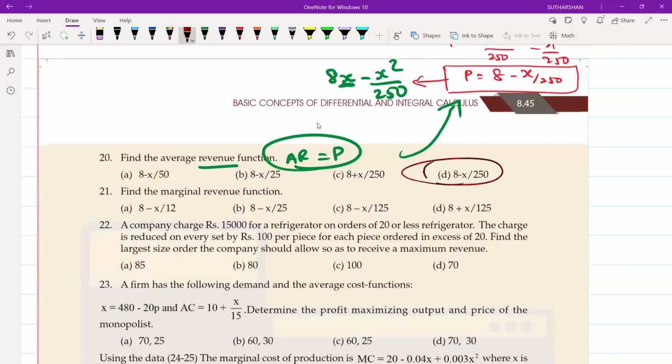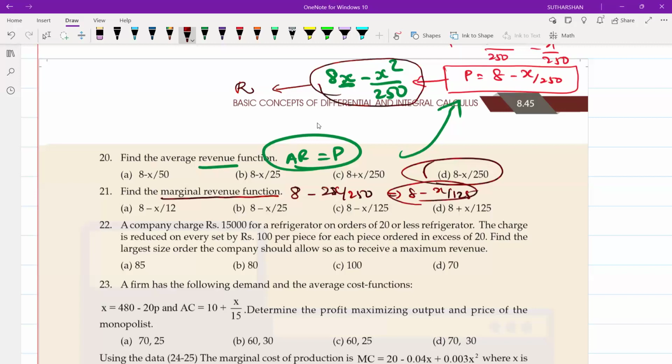Okay, 21. Marginal revenue function they are asking. What is your revenue function first? This is your revenue function, right? Yes, sir. So from this you will differentiate. If you differentiate 8x, it will become 8. x square by 250 will become 2x by 250. If I cancel, 8 minus x by 125. So 8 minus x by 125 is my answer. Option C is my answer. Are you able to understand?